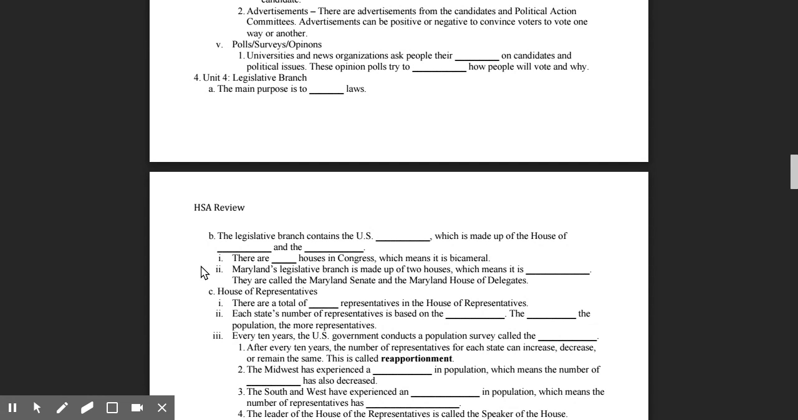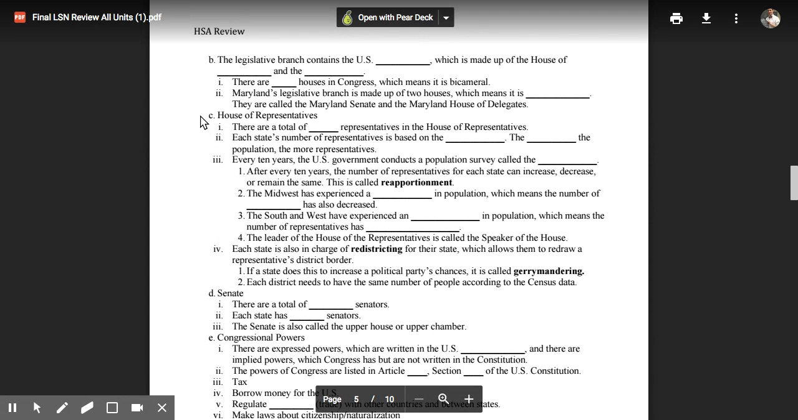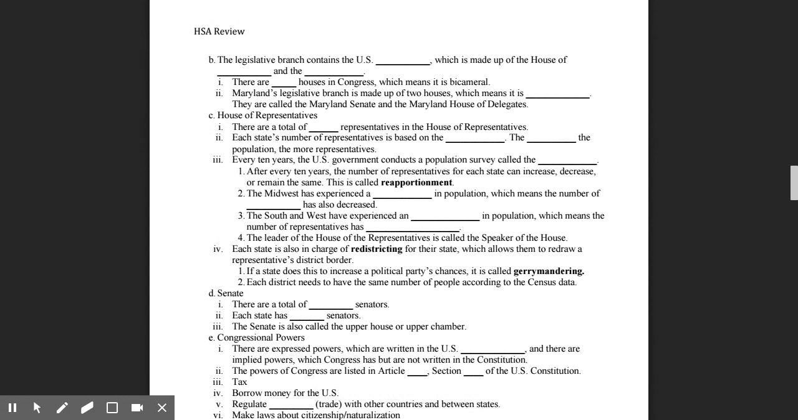Maryland's legislative branch is made up of two houses, which means it is bicameral. They are called the Maryland Senate and the Maryland House of Delegates. In the House of Representatives, there are a total of 435 representatives. Each state's number of representatives is based on the population. The higher the population, the more representatives.